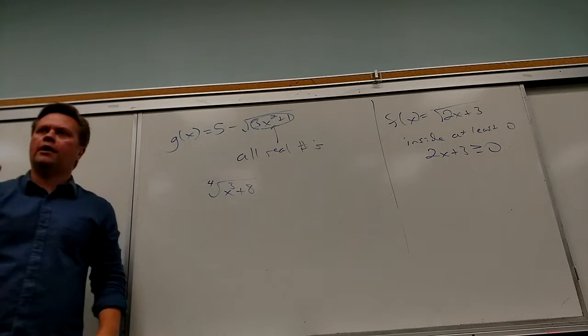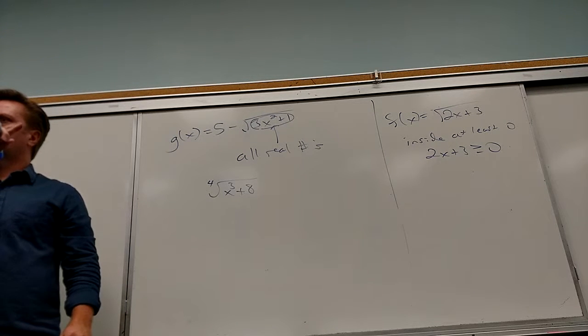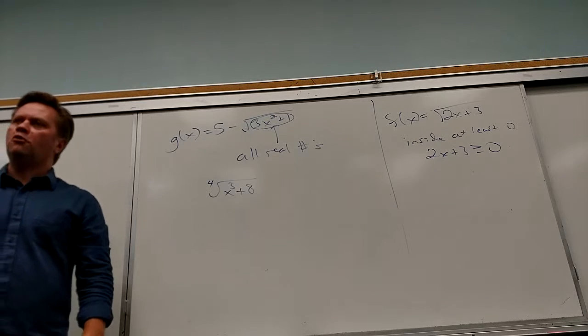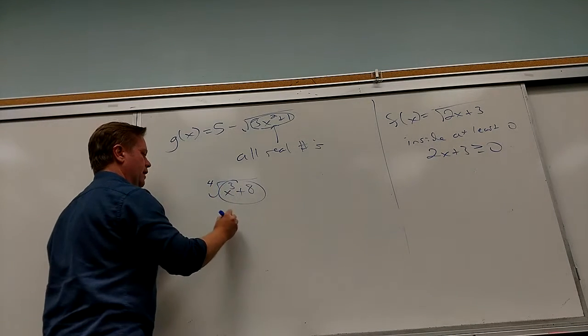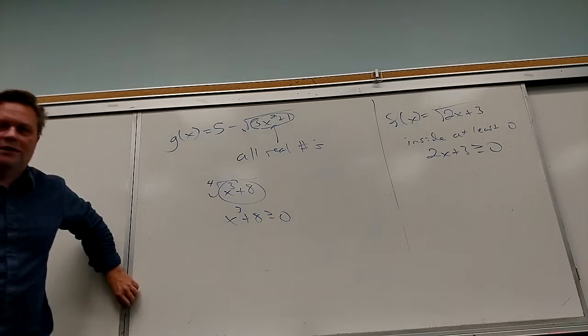So what do you do? You fall back to the idea: what's got to be true about the inside? It can't be less than -2. No, don't overthink it. What's got to be true about the inside? The inside has to be greater than or equal to 0. Always start there.